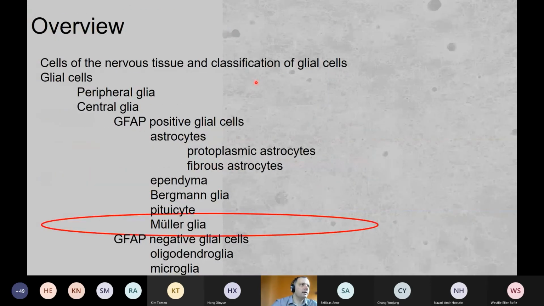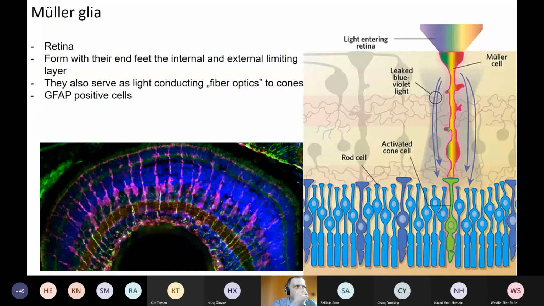And the final astroglial cell that is GFAP positive is the Müller glial cell. And you have studied the retina already, so this is just a recap now. You know the 10 layers of the retina, and you also know that there are limiting membranes. There is an internal and an external limiting membrane formed by the Müller glial cells.